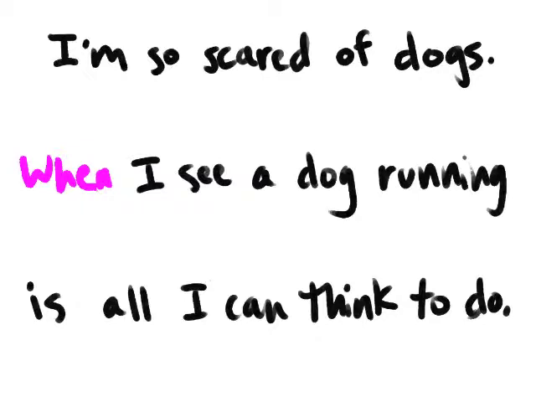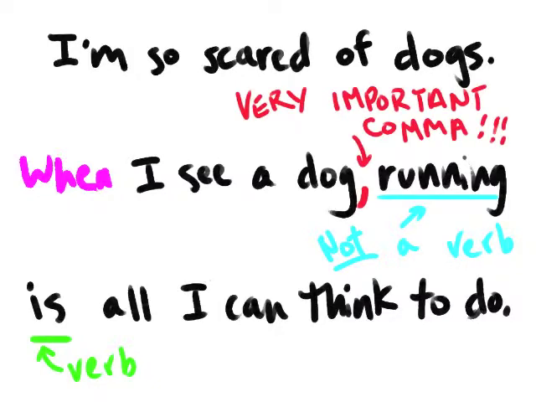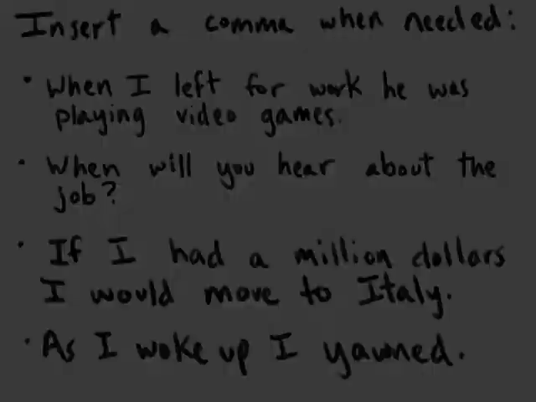In this case, running is not a verb. It is the noun of the sentence. The is is the verb, and the running is a noun. By putting this comma in the sentence, we're not only following rules of grammar, we are telling our reader exactly what they have to read and the way they have to read it. And this is very important because otherwise your reader is going to get really, really confused and frustrated.